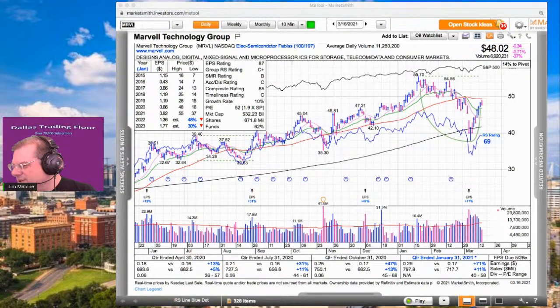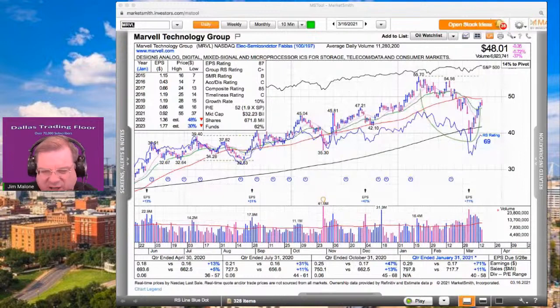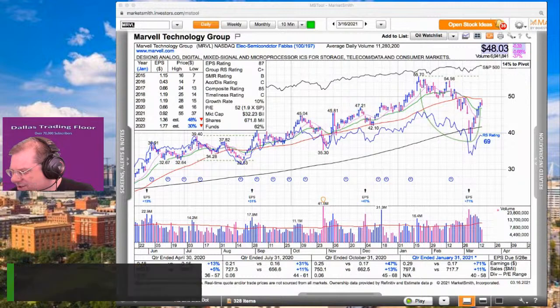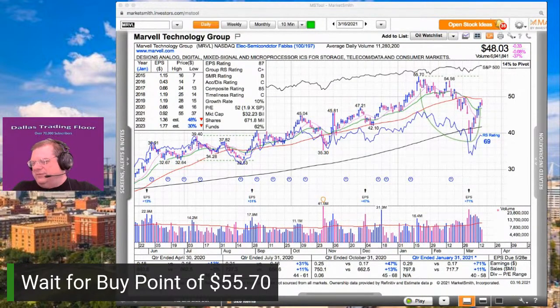I think you just have to say wait for the buy point of 55.70. I think that's really where you've got to go in on that. Is it about that level? So I think you really have to wait for the buy point on this one. I don't want to buy it down here.